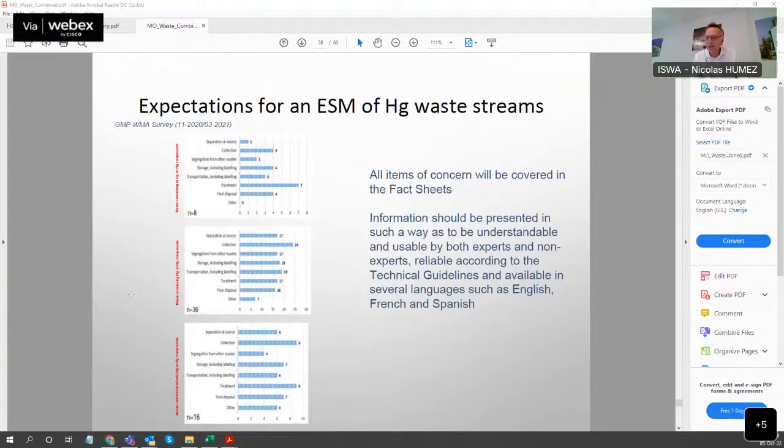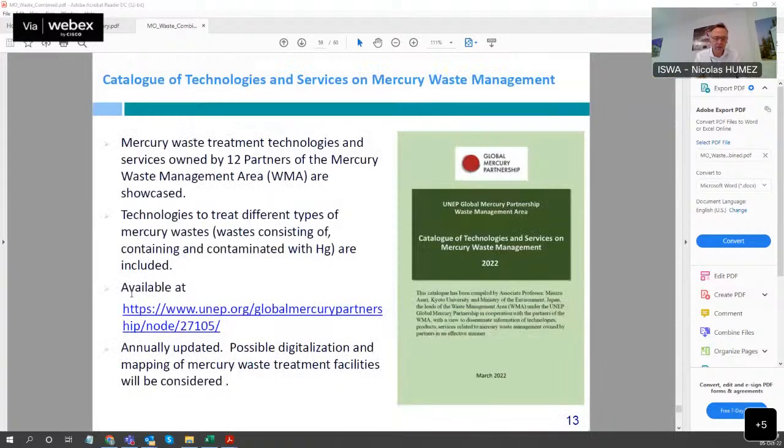And I will go very fast on the last, this will be my last slide, on the catalog, which is a very important document released by the Waste Management Area. In this catalog, you will find all the technologies and the services that are available worldwide regarding mercury waste management. This catalog will be updated from time to time, and now we are working on a more user-friendly format of the catalog. Thank you very much.